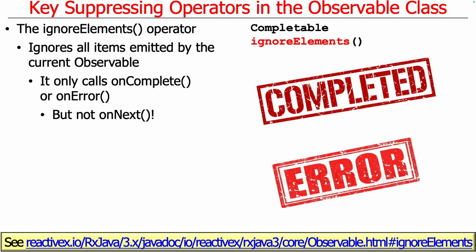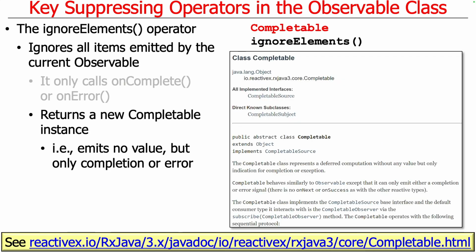It only calls on complete or on error, but not on next. So in other words, the values are ignored, but the completion or an error is not ignored. So it really should say ignore non-complete, non-error elements, but it's called ignore elements. What it does is it returns something called a completable.